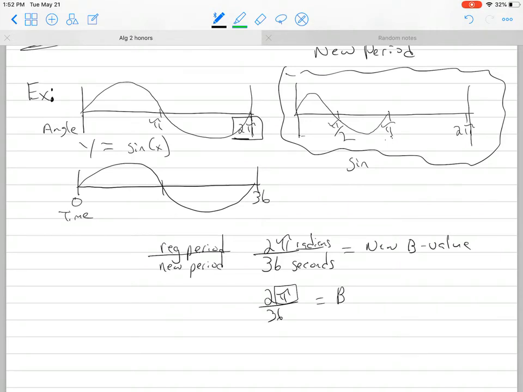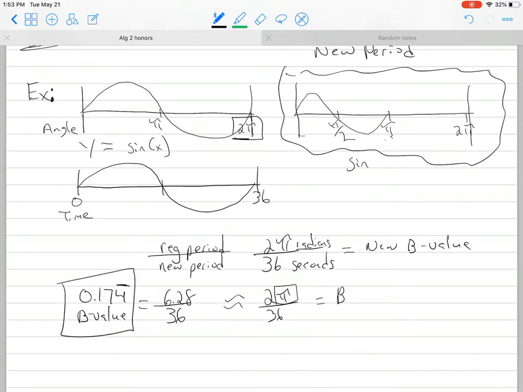So this is really just 2 times 3.14. So this is really approximately 6.28 divided by 36, because pi is basically 3.14. So I could take 6.28 and divide it by 36 if I wanted to. Let's see. Pull my calculator up. 6.28 divided by 36 equals, my b value would be 0.174 repeating. So this would be the b value.